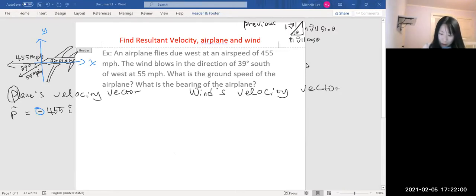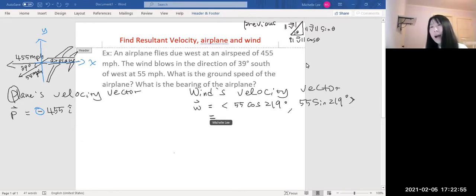Looking at the picture, we can express the vector W as 55 cosine 219 degrees, because we measure the angle 39 there, and there's 90 plus another 90, so 180 plus 39 gives 219 degrees. The second component is 55 sine 219 degrees. Then we can express this with i and j components.